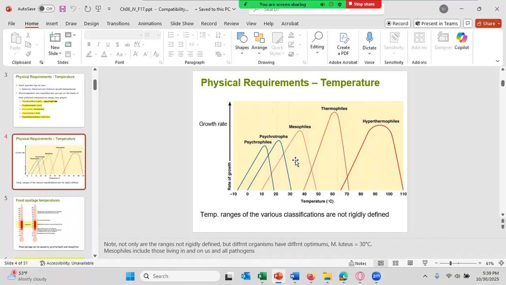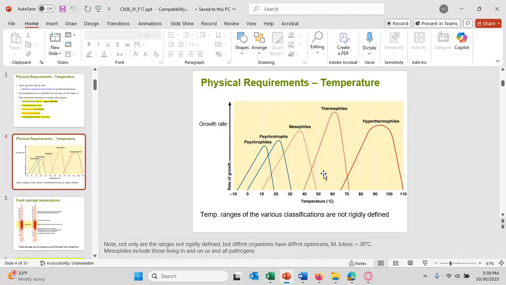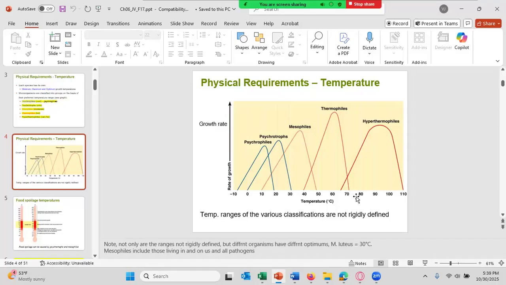37 degrees Celsius is the internal human body temperature, and so all human pathogens are mesophiles. Any question about any of that? A thermophile is an organism that grows best between 60 and 65 degrees Celsius. And then a hyperthermophile is an organism that grows best above 90 degrees Celsius, but generally less than 100 degrees Celsius.